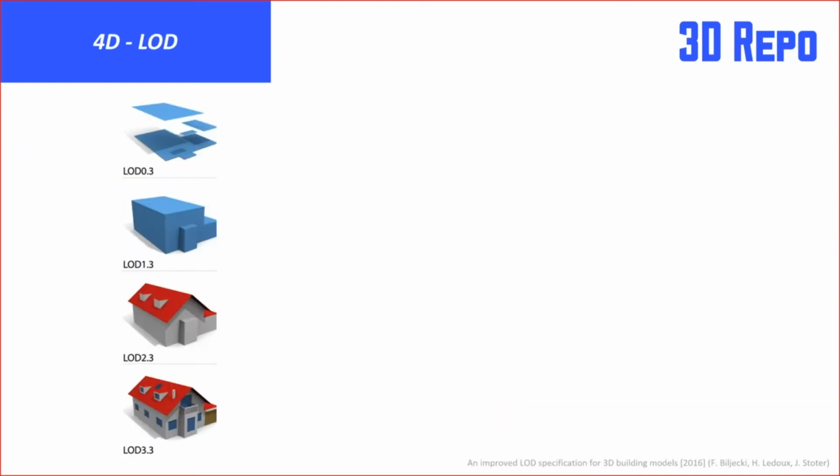But what we've been looking at at 3D Repo is taking this concept of LOD, which a lot of you will be familiar with in the BIM world. You've got your LOD 0 in this instance, which you might use for a planning application. You've got 1, which you might use for a cost plan. Then you might go to program development, and then you might go to construction. And we noticed we didn't really have the same thing for 4D.